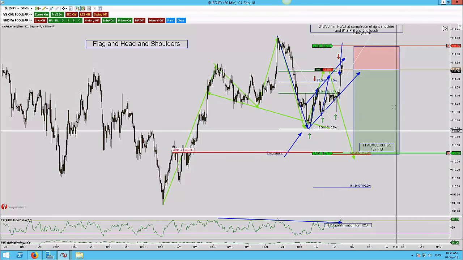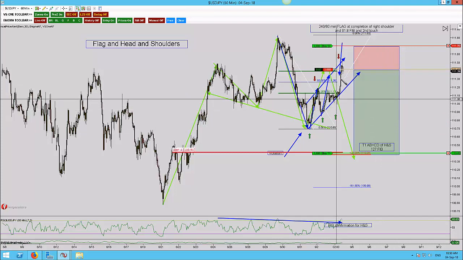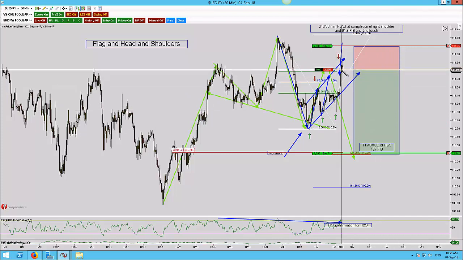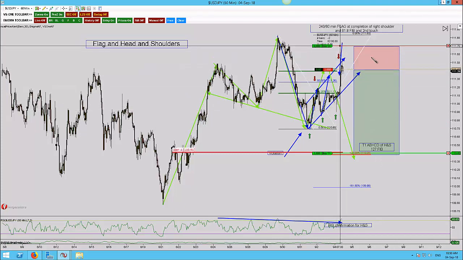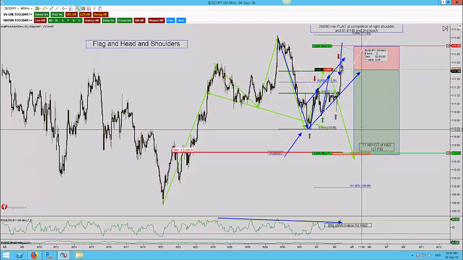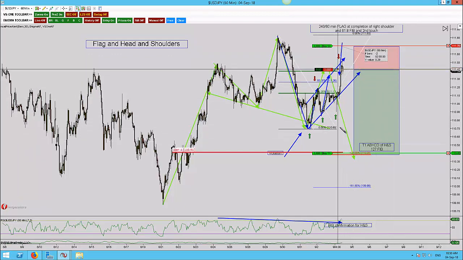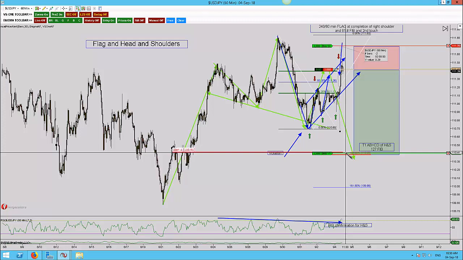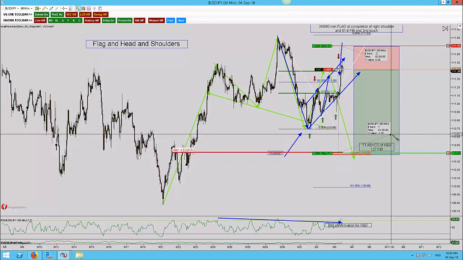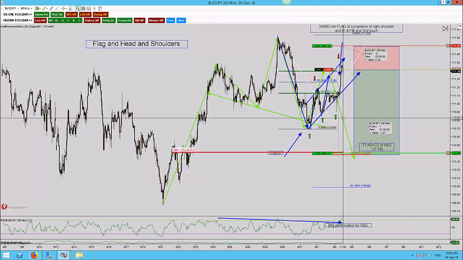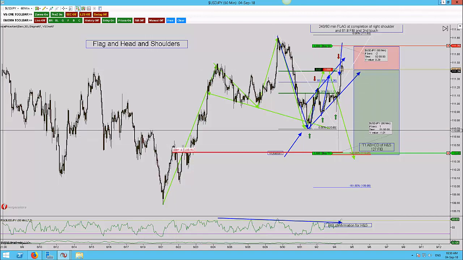This is looking like a 4-to-1. So let's just measure it out actually, just to make sure. So 29 pips of risk for a potential reward of 101. Okay, so we'll come back to this trade and see if it wins or not.